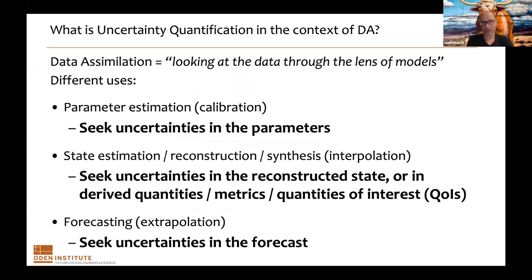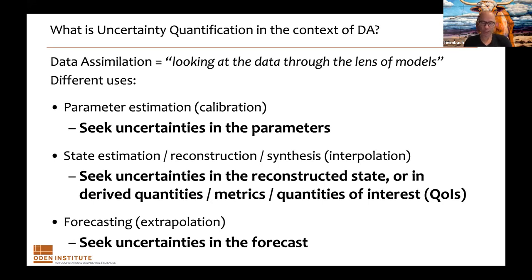So for these applications, the goal of uncertainty quantification is that we seek the uncertainties in the parameters that we're inverting for, or trying to optimally estimate. In the context of state estimation or reconstruction, which is a form of interpolation, and is what ECCO and other reanalysis projects are doing, our goal is ultimately to seek uncertainties in the reconstructed state, so the global ocean state, temperature, salinity, sea surface height, and so on, or in derived quantities or metrics. From these reanalysis products we can derive all kinds of diagnostics, AMOC strength at a certain latitude, or Drake Passage transport, heat content, and so on. And we can propagate the uncertainties from the full state into these derived quantities.